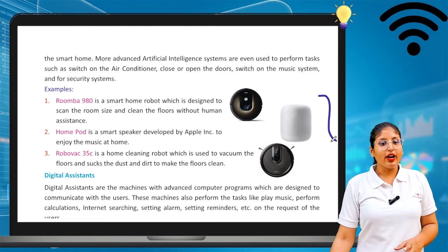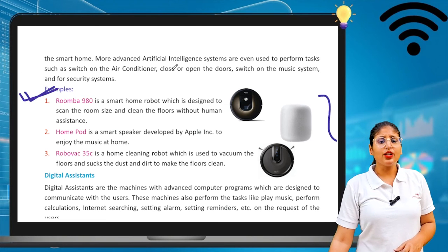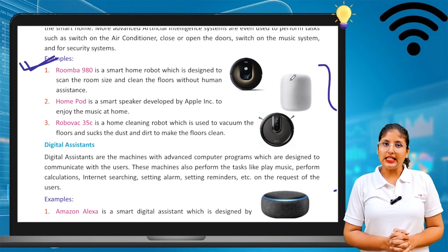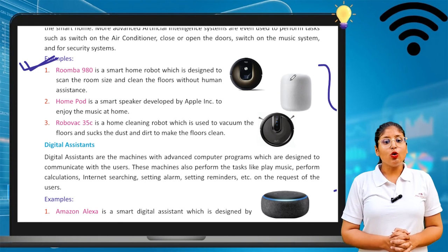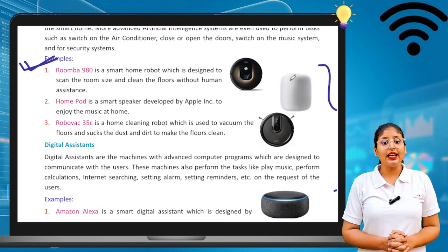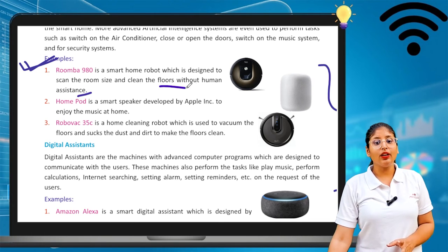Okay, so these are some examples that are used in our houses. First is Roomba 980. What is Roomba 980? It is a smart home robot designed to scan the room size and clean the floor without human assistance. So it can do the cleaning of your floors.